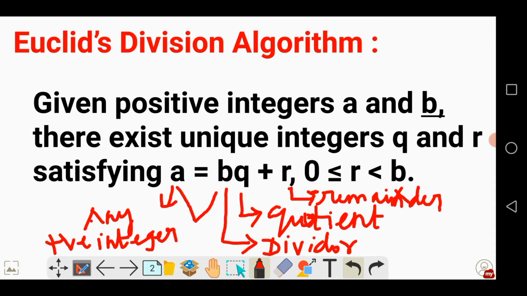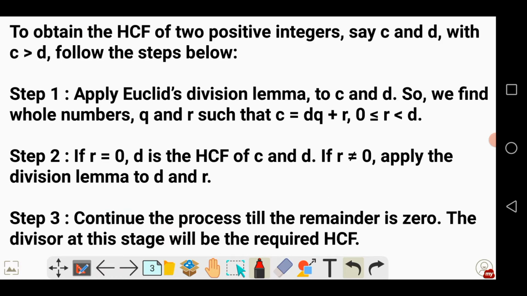Right, so let us move to the procedure of Euclid's division algorithm. Step 1: to find the HCF of two positive integers, say c and d, with c greater than d, follow the steps below. Two positive integers are given; first find which is the maximum number and take it on the left hand side. Applying Euclid's division lemma to c and d, we find the whole numbers q and r such that c equal to dq plus r. You will convert c and d to this form, but with 0 less than or equal to r less than d; we have to satisfy this condition.